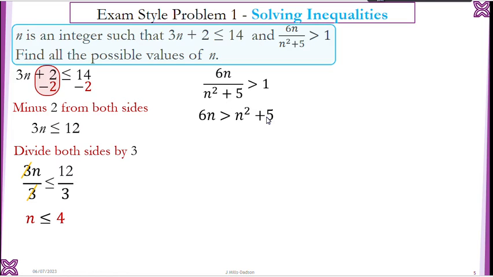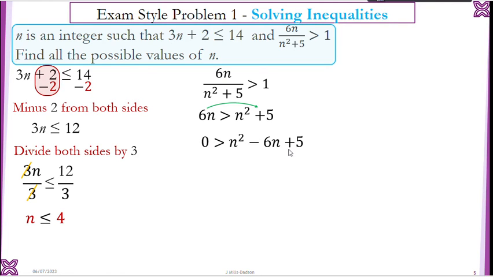Now this is a quadratic inequality, so we need to make sure we have the right formatting. We need to make sure everything is on one side in the expression and the other side should be 0. So we need to get rid of the 6n. So we subtract 6n from both sides such that this side becomes 0. So we end up having 0 is bigger than n squared minus 6n plus 5. You can rewrite it by saying n squared minus 6n plus 5 is less than 0. You can also write it that way. Make sure the opening of the inequality sign is facing 0.